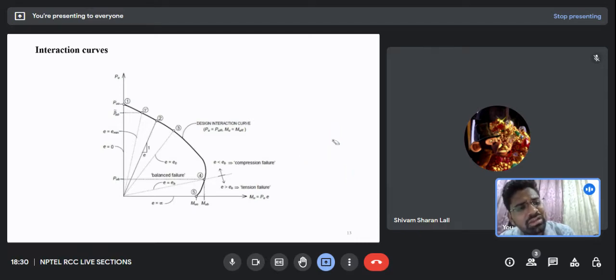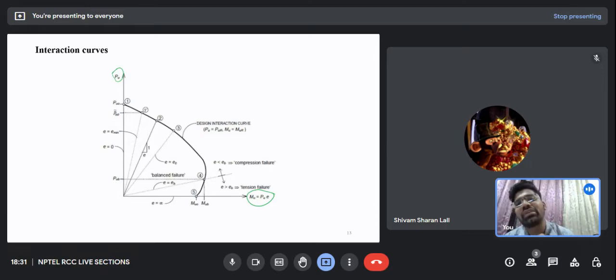So let's quickly try to understand this PM interaction curve. This is very interesting, just pay attention. We have the load on the y-axis, and on the x-axis we have the moment, which is equal to force into e. Just see what we are doing, because the column has to be designed for dual nature of loads.